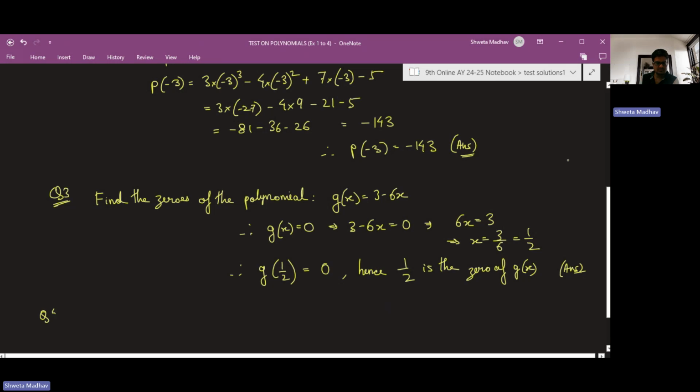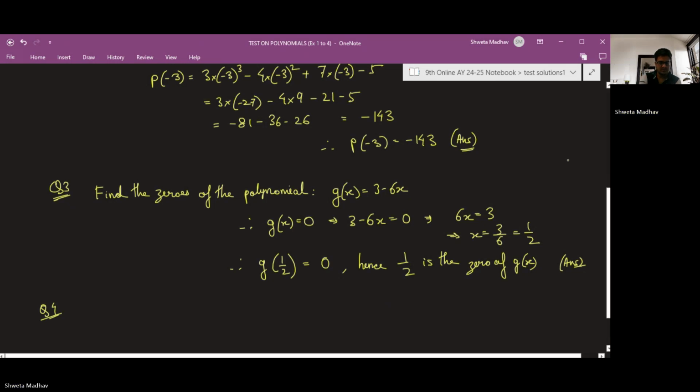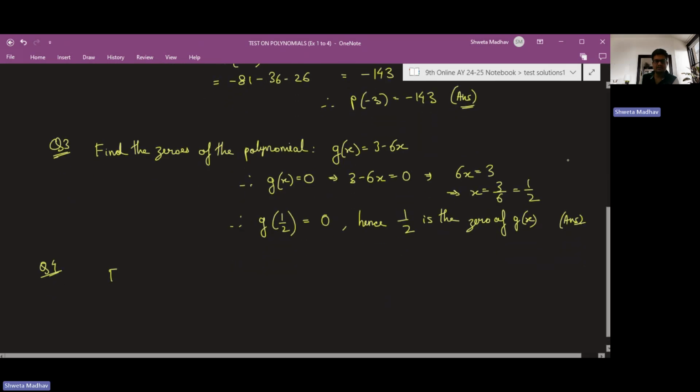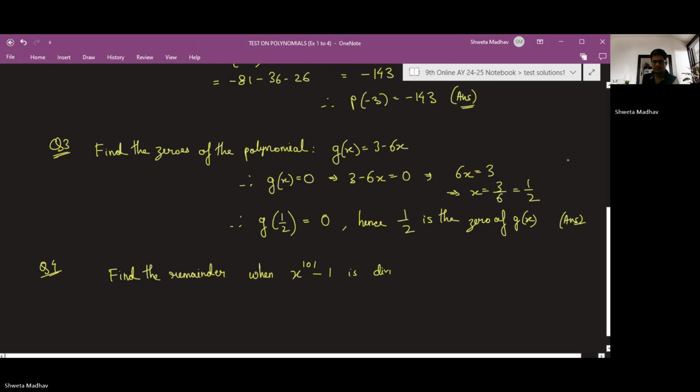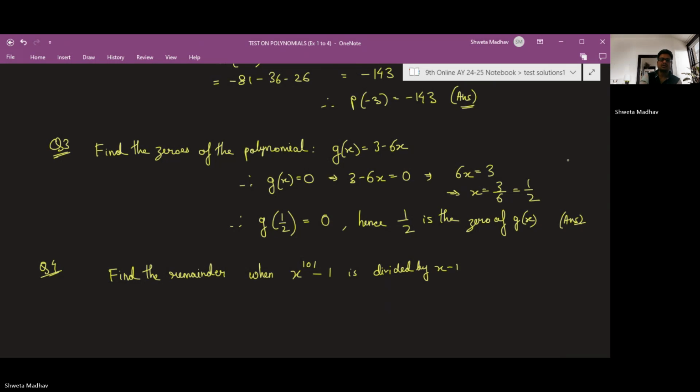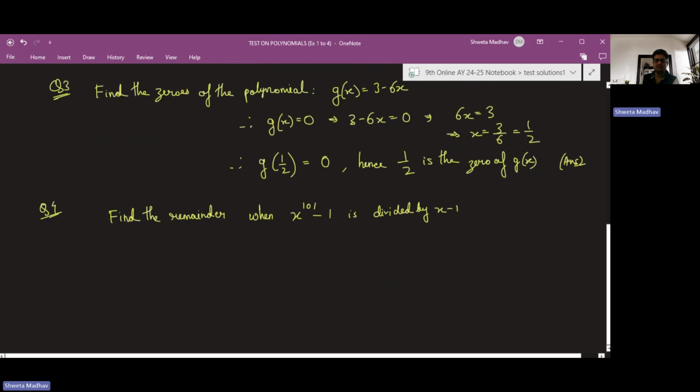Then in question number 4, it has been told to find the remainder when x power 101 minus 1 is divided by x minus 1. So here we have to use the remainder theorem.